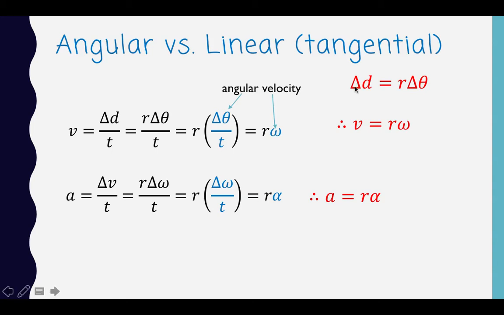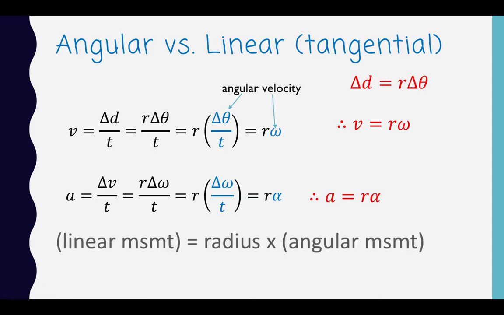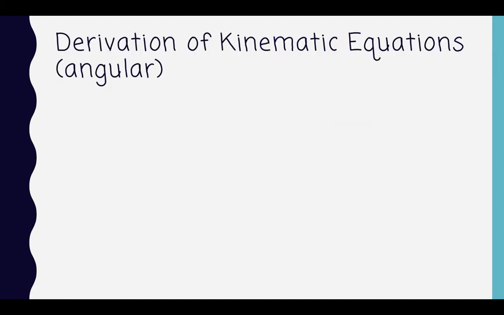So we have these 3 relationships between our linear quantities, distance, velocity, acceleration, and our angular quantities, angular distance, angular velocity, and angular acceleration. We talk about angular when we're talking about things that are rotating. So something that's spinning in a circle is an object that's rotating. You should have noticed a commonality between these 3 things: our linear quantity is always equal to the radius times the angular quantity.